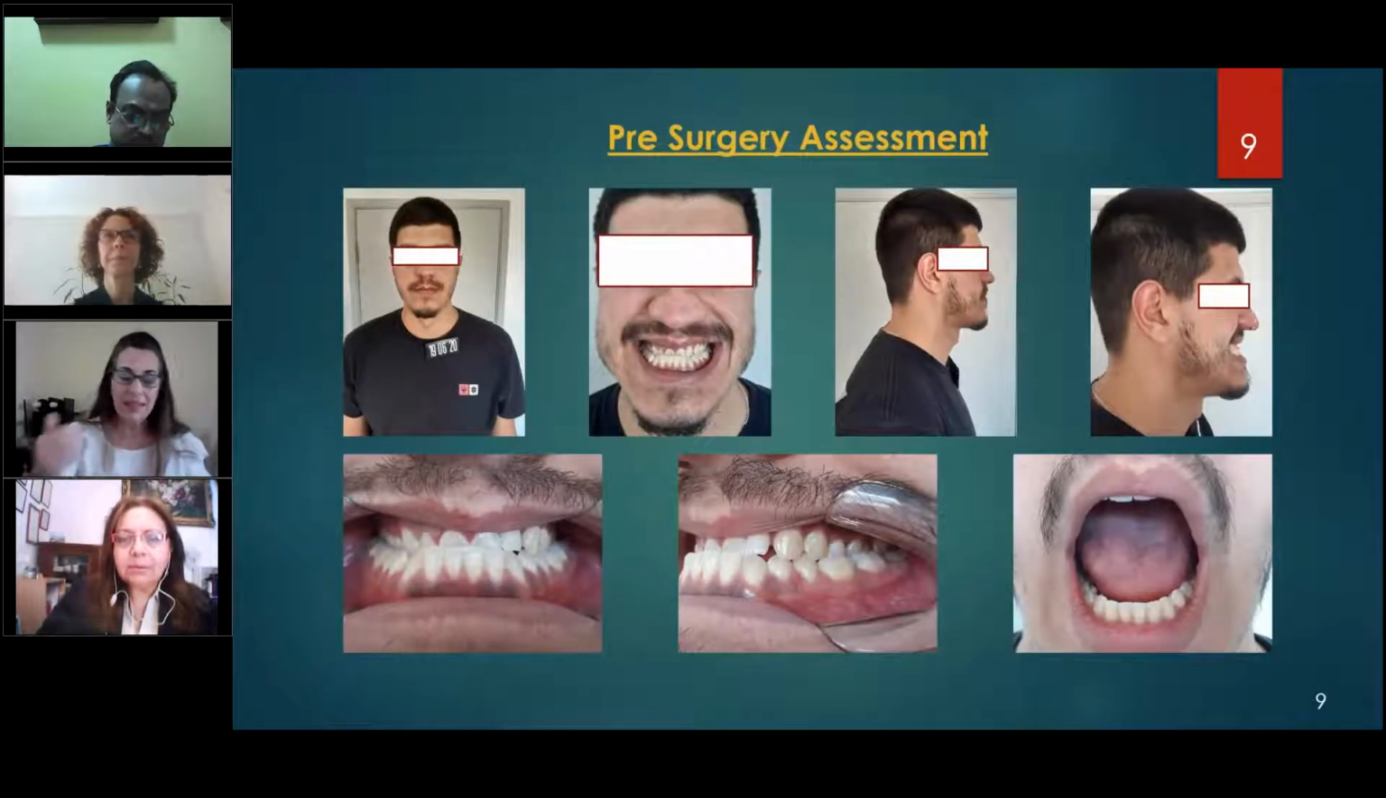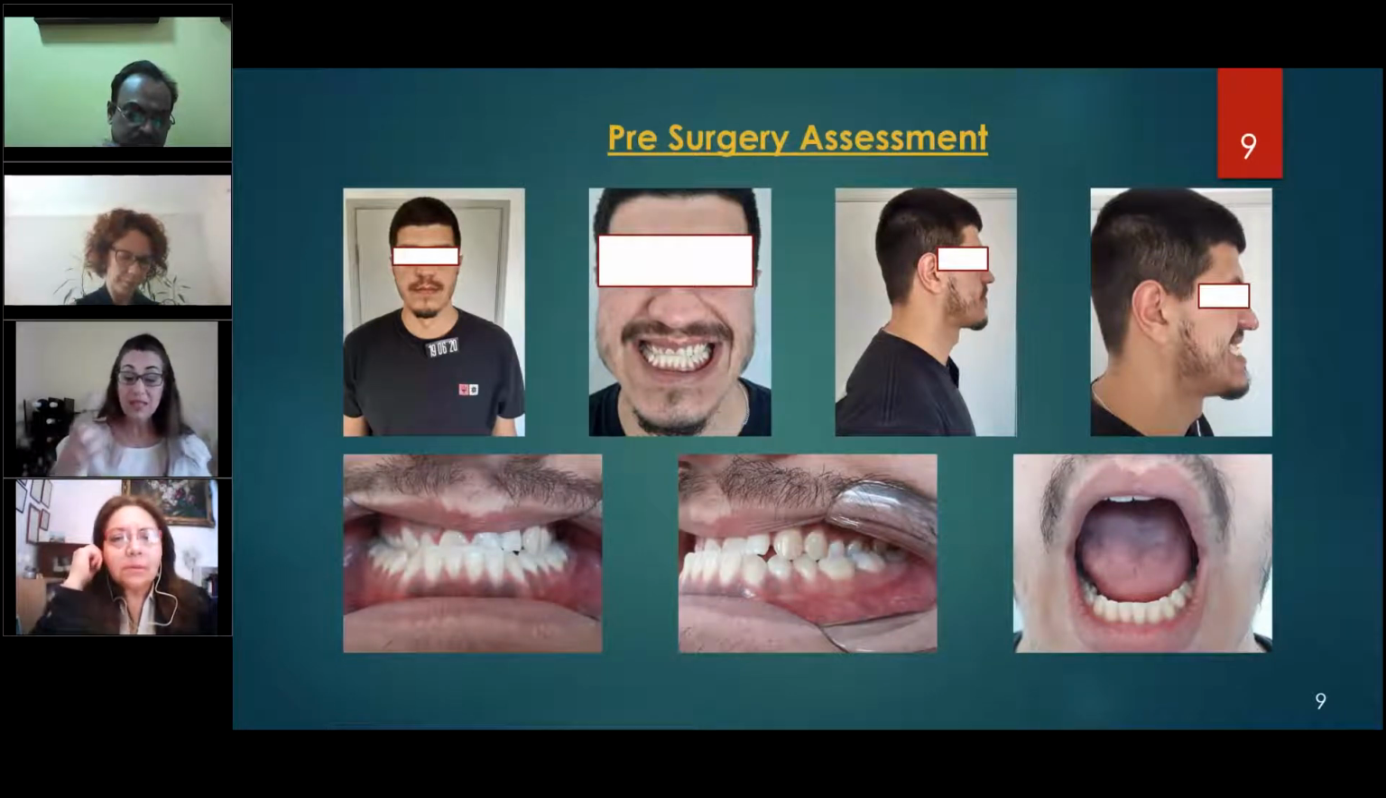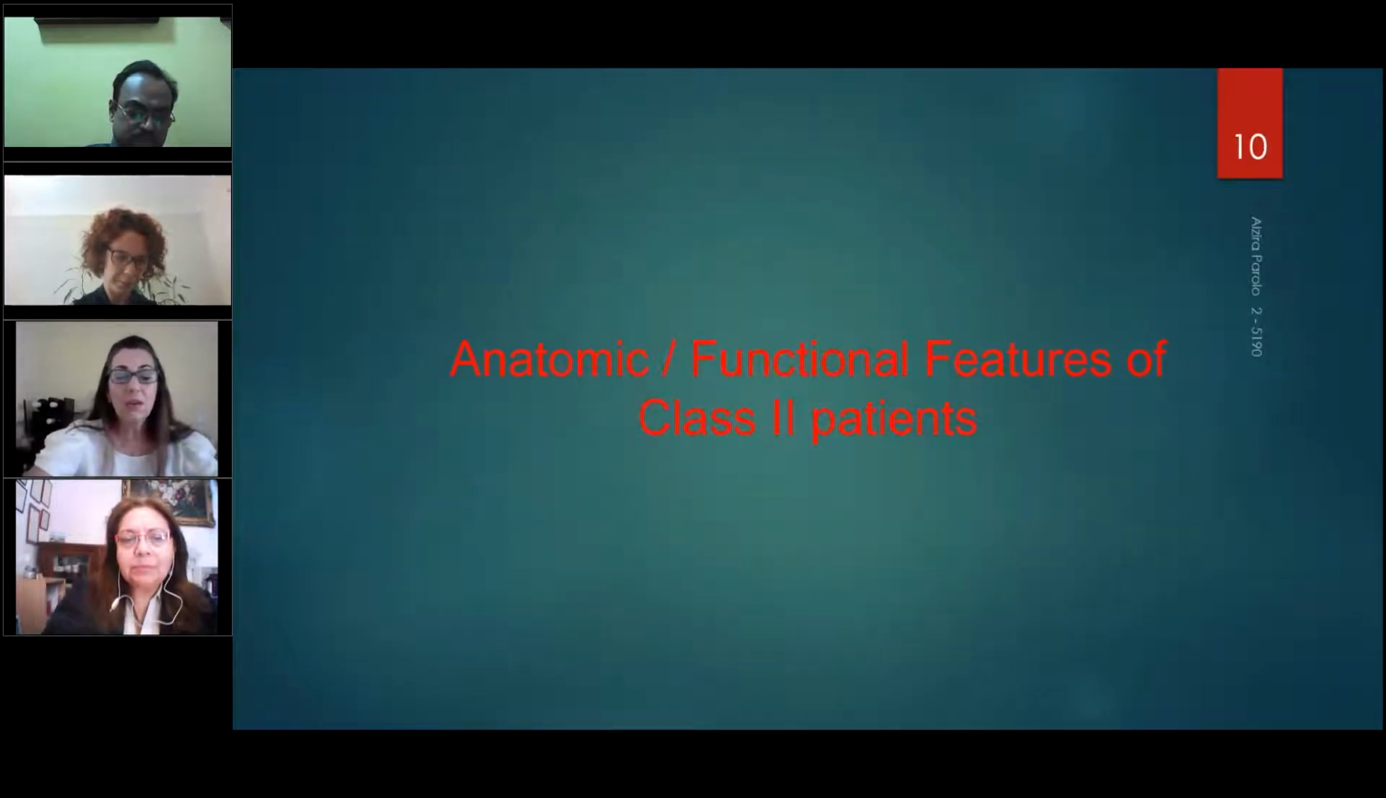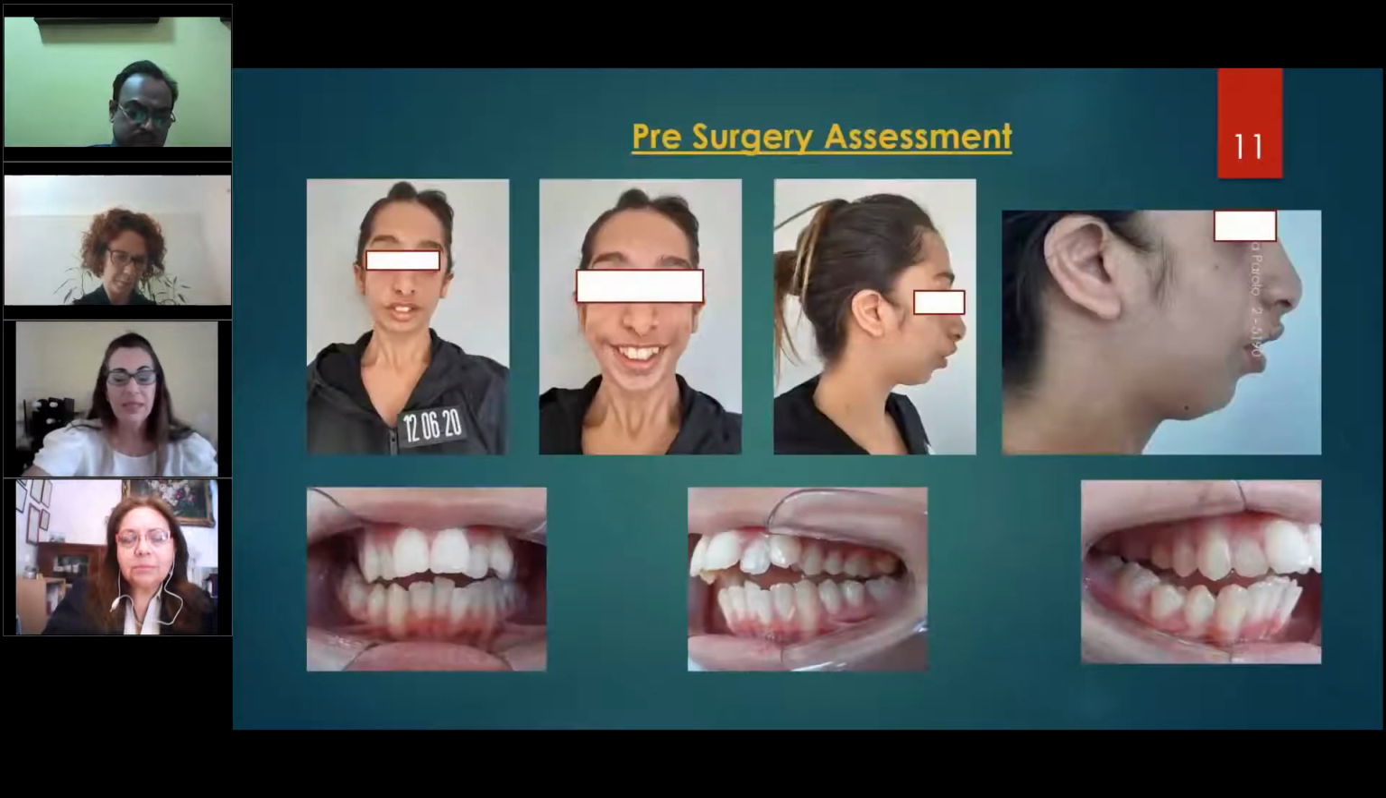This is a recent example of a class 3 patient pre-surgical evaluation in which the expected adapted features to shape are wide tongue due to the intraoral space, excessive muscle contraction in order to keep labial seal. Some anatomic and functional features of class 2 patients.